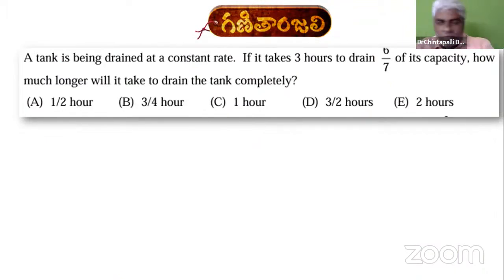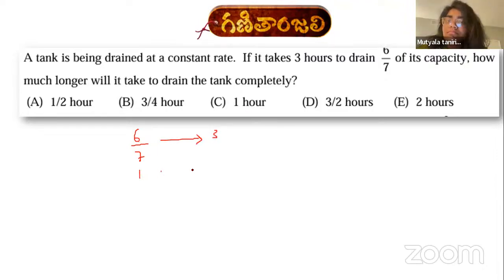Try this sum. You know how to solve it? Yeah, I think so. The tank is being drained at a constant rate. It takes 3 hours to drain 6 by 7 of its capacity. How much longer will it take to drain the tank completely? You can use the unitary method. 6/7 part of the tank is drained in 3 hours.